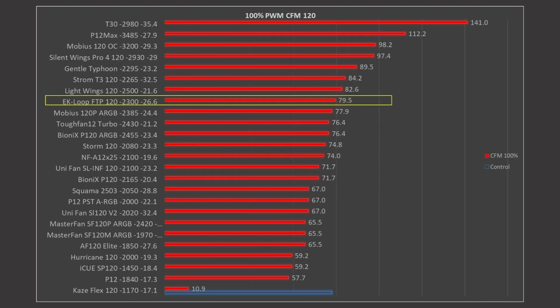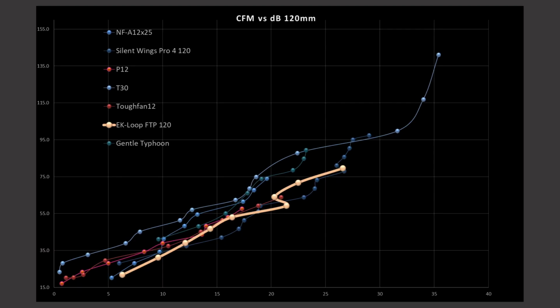At 100% PWM fan signaling, it moves up in the stack pretty well towards the top, functionally equivalent or very close to the Lightwing's 120. The Mobius 120p ARGB are all close contenders, but it's just a far cry from the 3000 RPM fans. They win by brute force. And next up is CFM versus decibels. The EK is, well, towards the bottom of the graph. It's not in a terrible position overall, but it is shifted towards the bottom compared to other fans in this sample selection. All right, let's move on to the next section of the video.